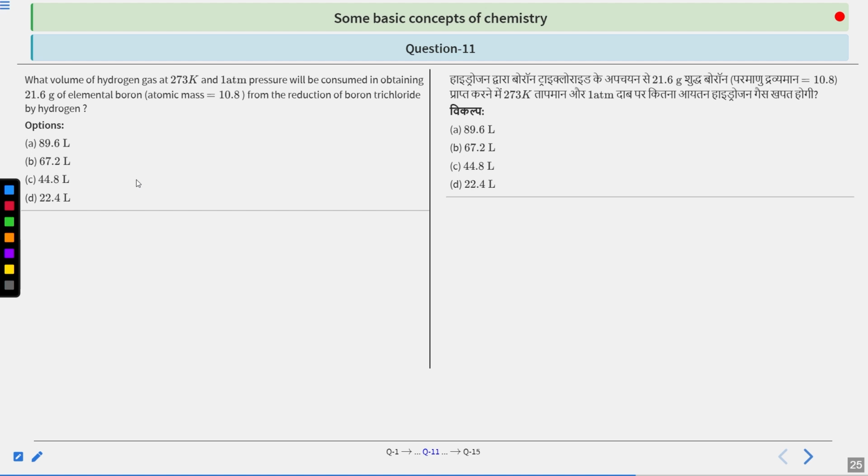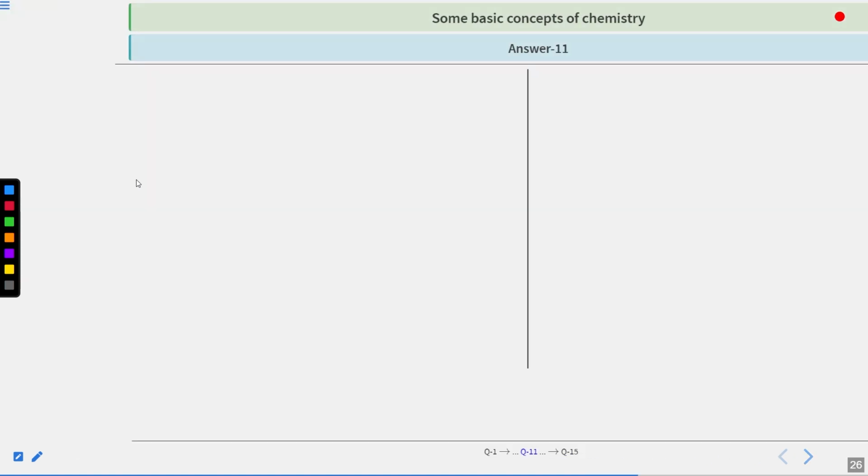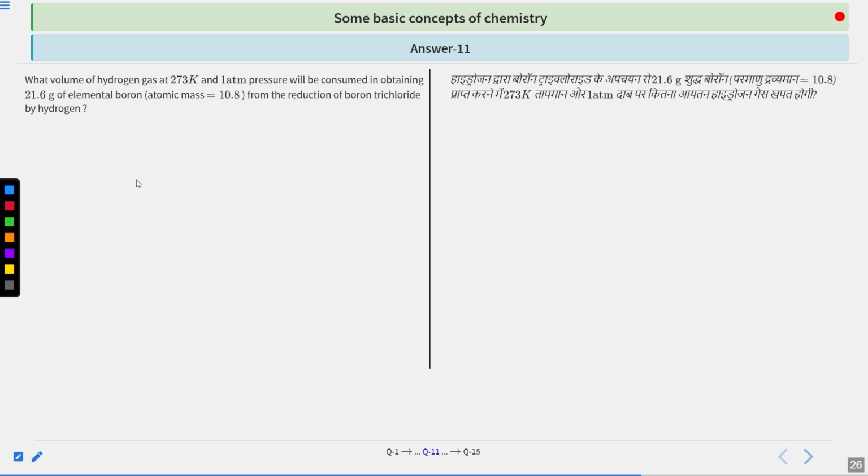Okay, now let us see the solution. So the question says that what volume of hydrogen gas at 1 atm pressure will be required for obtaining 21.6 gram of boron from the reduction of boron trichloride by hydrogen. So the correct option is 67.2 liter. For that, we have to write the balanced chemical equation of the reduction of BCl3. BCl3 plus 3 by 2 H2 will give you B plus 3 HCl. Okay.